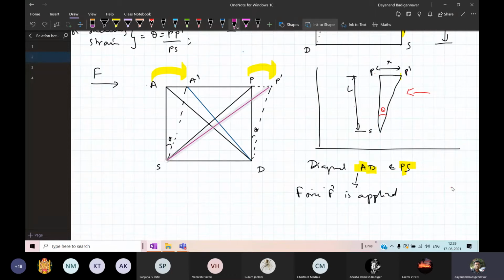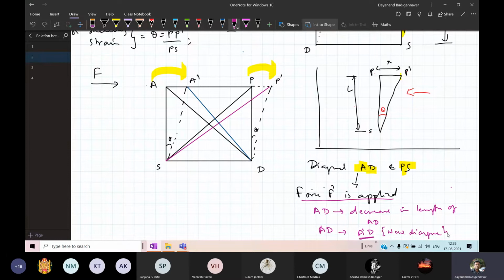Now it's clear that once I apply a force F, the diagonal AD will decrease in length. Keep in mind, if you look at the diagram, there is a decrease in the length of the diagonal AD. So it is shifting from AD to A dash D. This is the new diagonal you have. Earlier the diagonal was AD, but the new diagonal is A dash D.